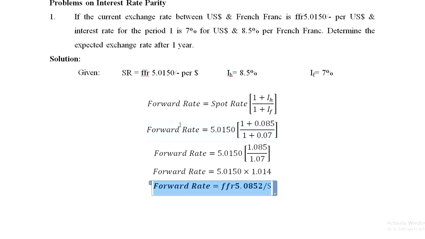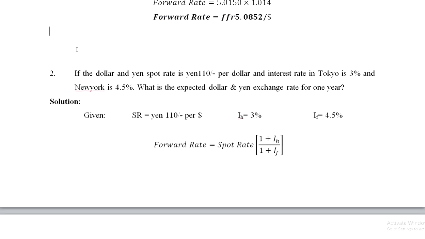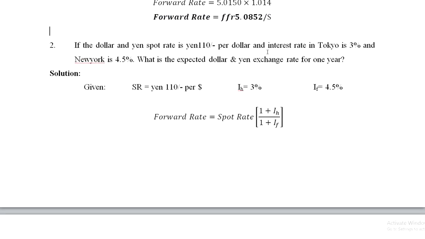Okay, so right now what you have to do here is, I have given similar questions, 2 to 3 similar questions over here, and I want you to solve this, right? Second question is here, right? Second question, if the dollar Indian spot rate is yen 110 per dollar, which means that yen is the home country, and hence the spot rate is given in yen currency per dollar.